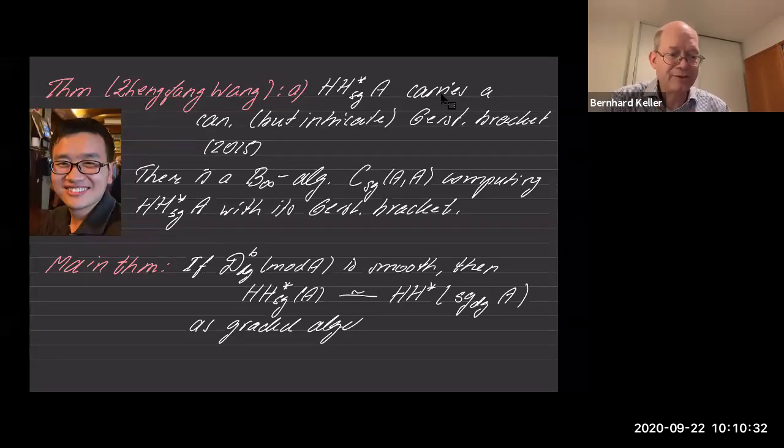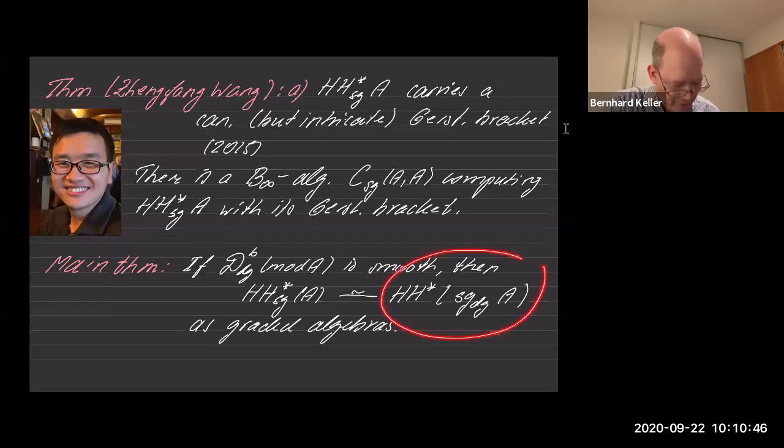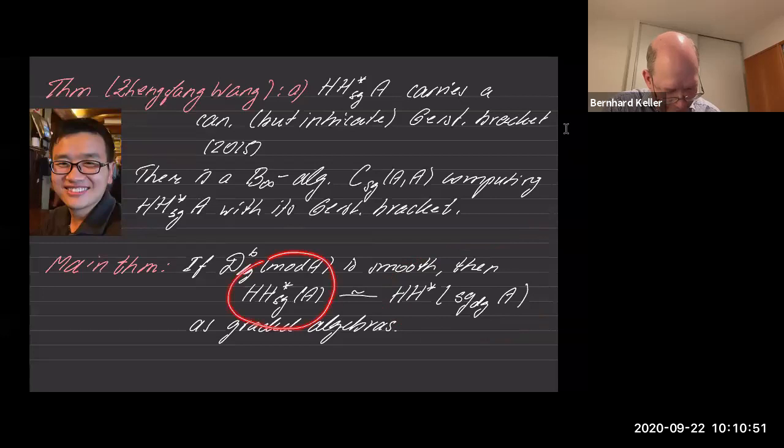Okay, so now you see that we actually have two Gerstenhaber brackets. Here we have the Gerstenhaber bracket defined by Gerstenhaber in '62. Here we have the Gerstenhaber bracket defined by Zhengfang Wang in 2015. And of course, we would like to know that this isomorphism of graded algebras preserves the Gerstenhaber bracket. And moreover, it should lift, hopefully, to the B-infinity level.